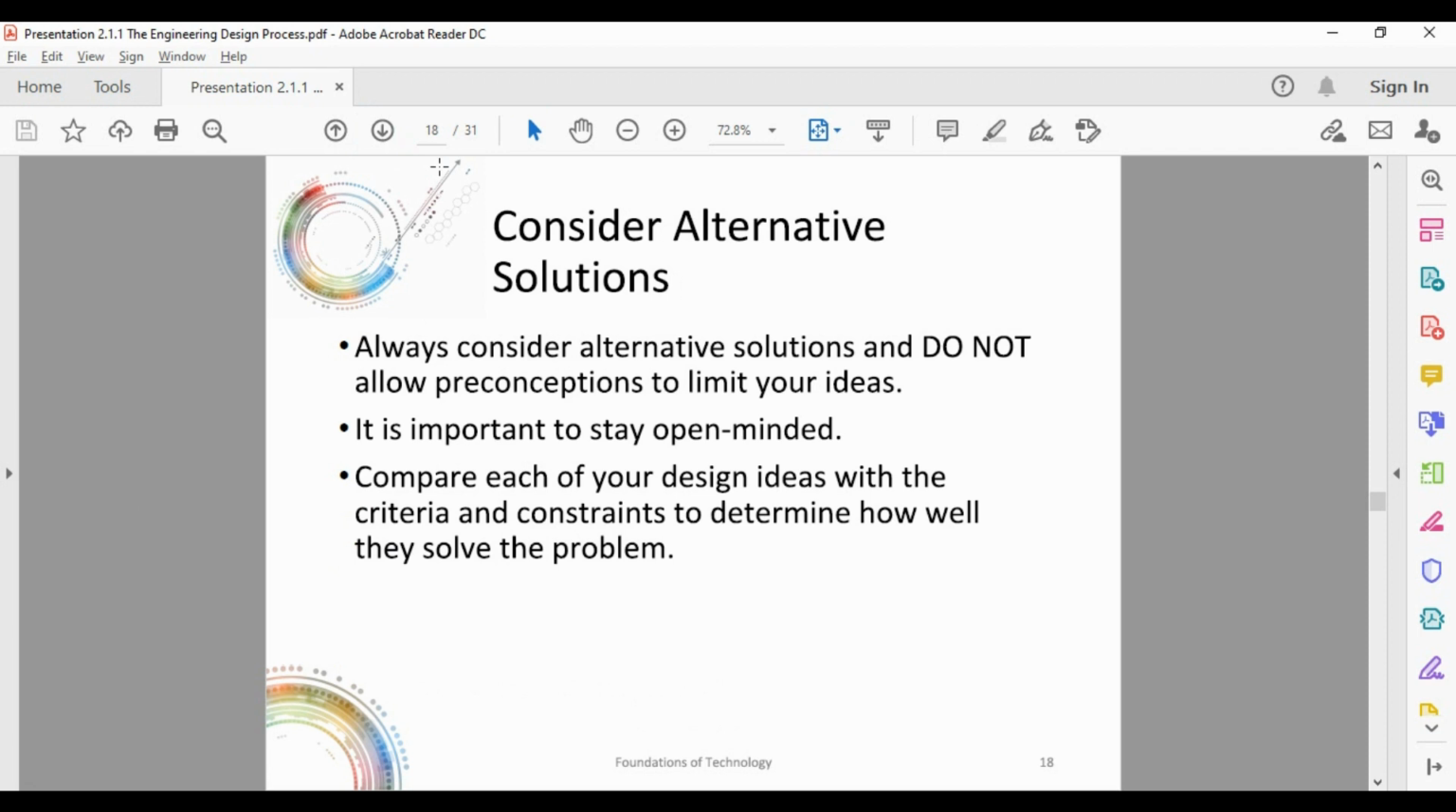Consider alternative solutions. Always consider the alternative solutions, and do not allow preconceptions to limit your ideas. This is tough. Do not allow preconceptions to limit your ideas. As a teacher, I hear all the time, and it's challenging for me sometimes when somebody gives out an idea, to just go, you don't like it, so you just go, it won't work. It won't work. But now you'll be surprised at how often that they do.